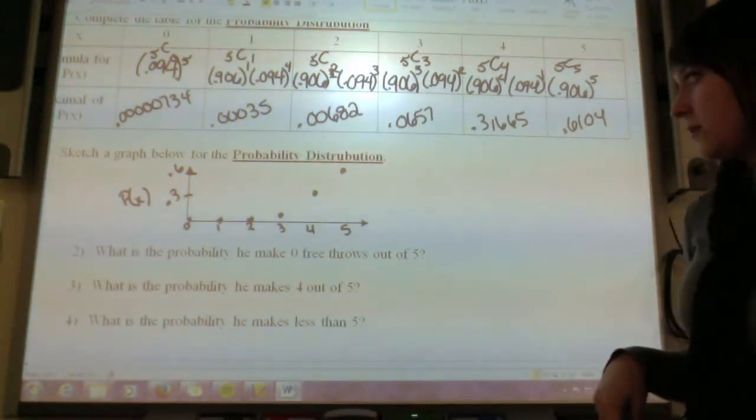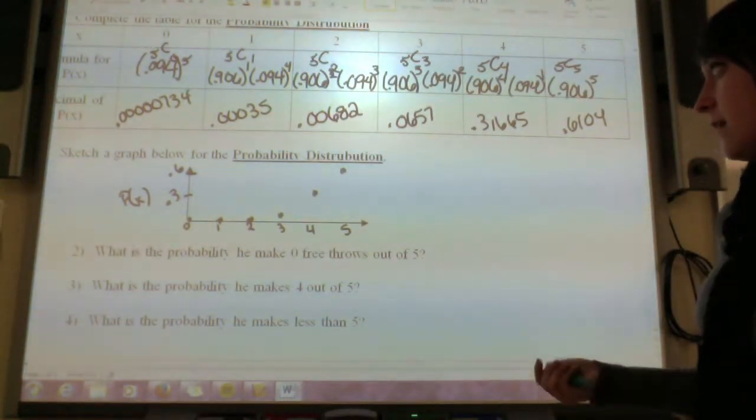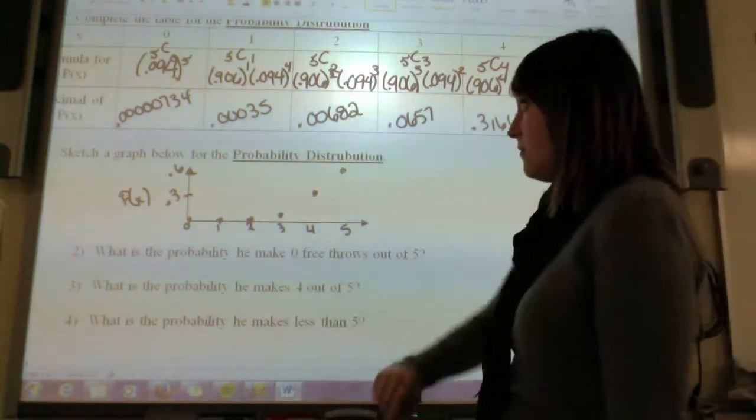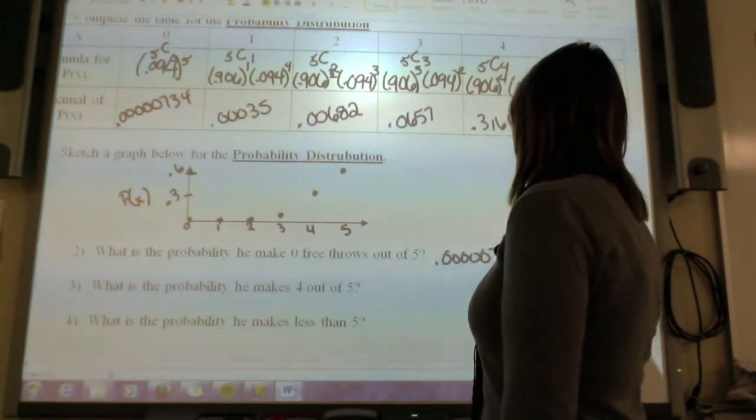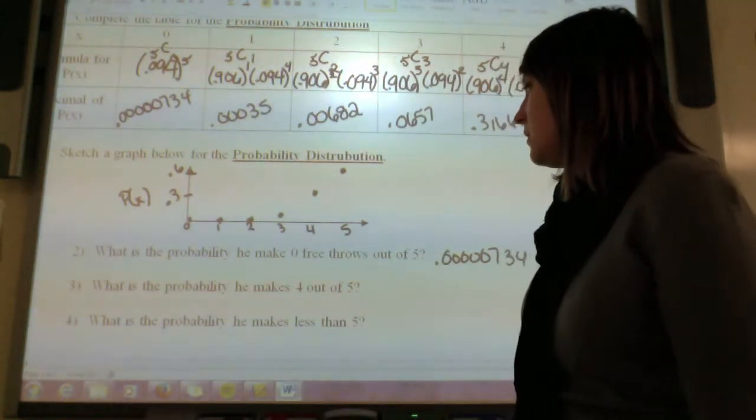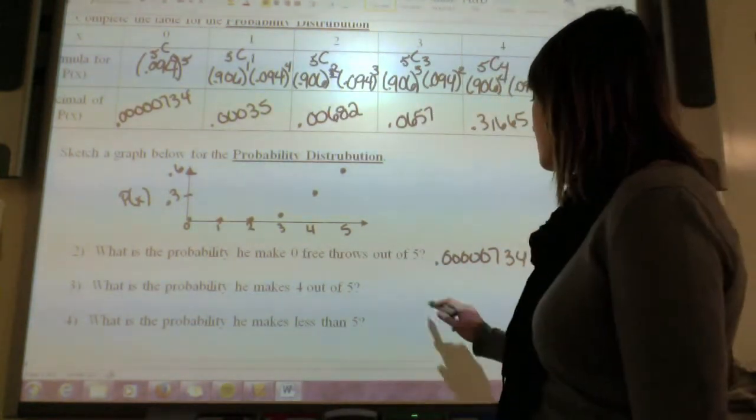What is the probability that he makes 0 free throws out of 5? We found that one. It was 0.0000734. What's the probability that he makes 4 out of 5? We found that one. That was 0.31665.